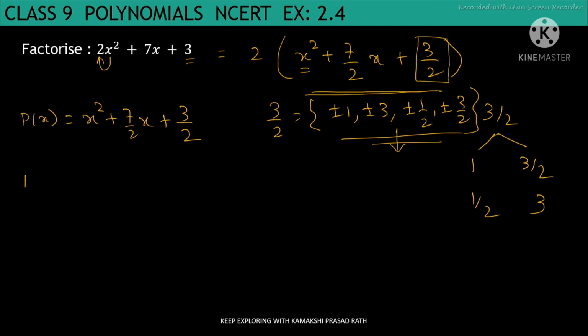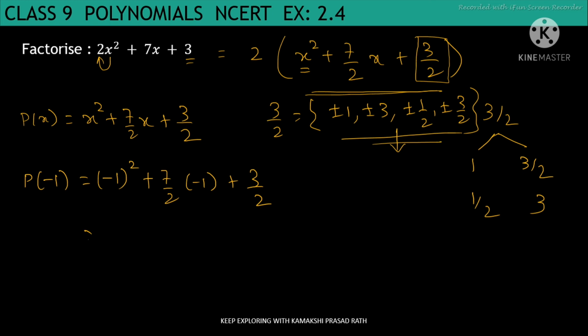By seeing the expression, you can see all are positive terms. So if we take anything positive, we are never going to get 0 because they are going to add up. Since all are positive, whatever positive values we put, they are never going to get cancelled anywhere. So we should avoid taking positives here and take negative factors instead. So let us take P of minus 1 now. That means in place of x you have to put minus 1: minus 1 whole squared plus 7 by 2 into minus 1 plus 3 by 2.